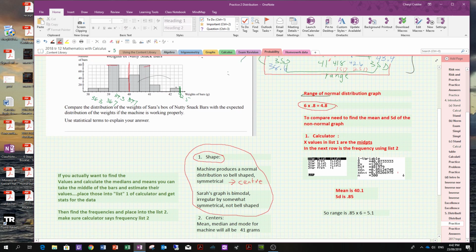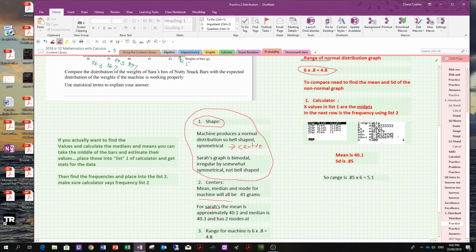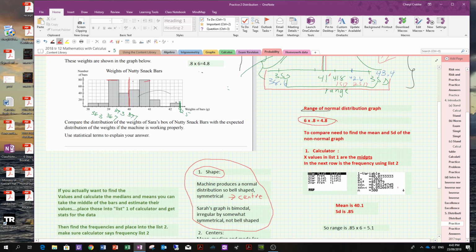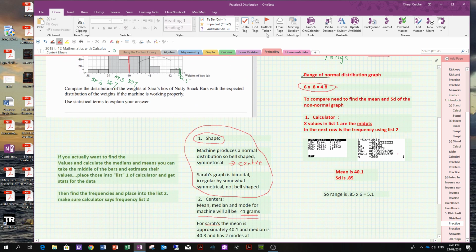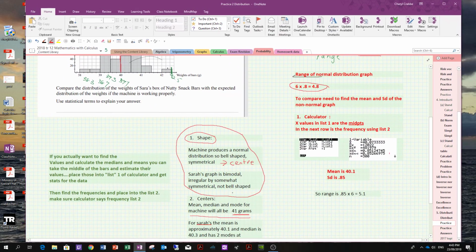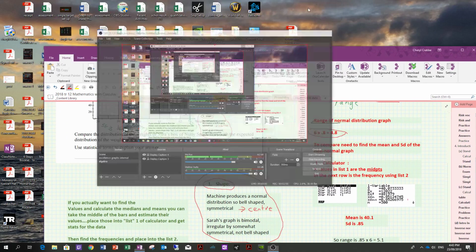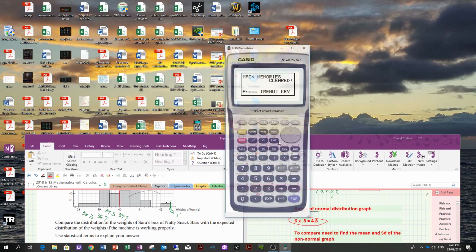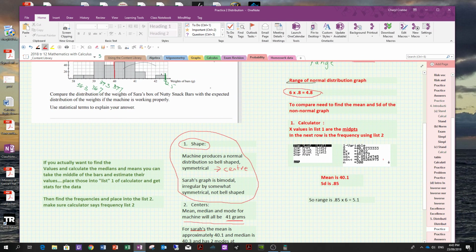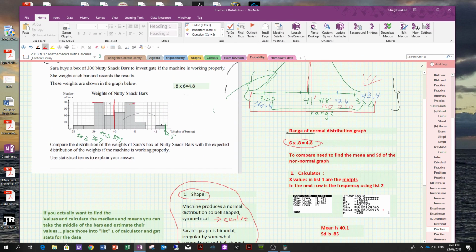Now the second thing is the centers. Well, in a normal distribution graph, we know that the mean, the median, and the mode are all going to be in the same place, and in this case they're all going to be 41 grams. Now we're going to have to compare that with Sarah's data. Sarah's graph is not going to have that same situation. And in order to find out exactly what her situation is, we need to do some work with a Casio calculator or a TI around how we're going to calculate the mean and the median. So we know where the modes are.